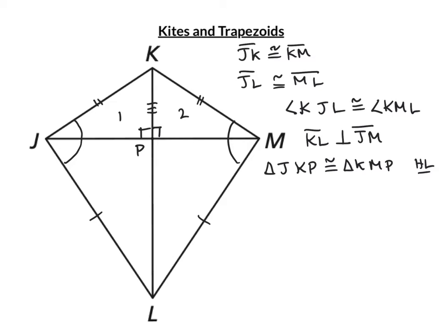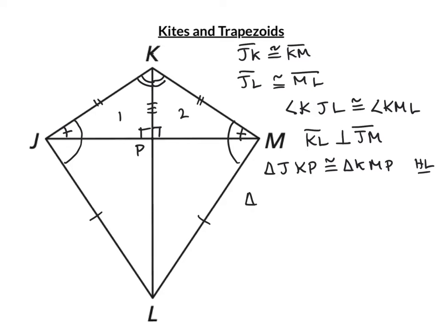Because those two triangles are congruent, we have corresponding parts of congruent triangles that we can state here. We know that this angle, let's call it JKP, is congruent to this angle, MKP. We know that this angle, KJP, is congruent to this angle, let's call it KMP. And we can do the same thing below in those triangles.